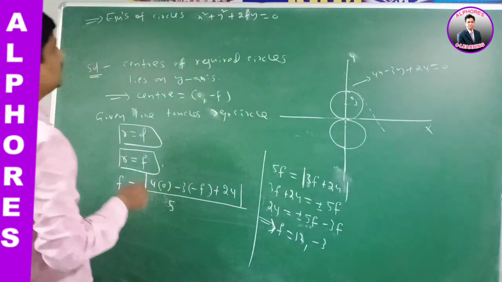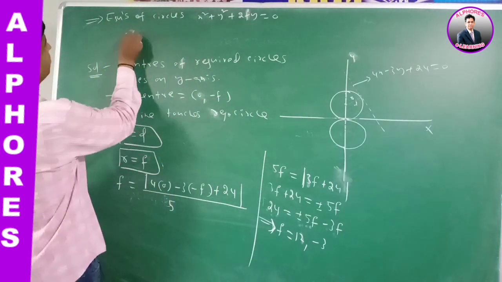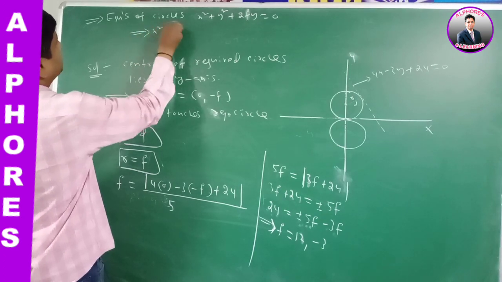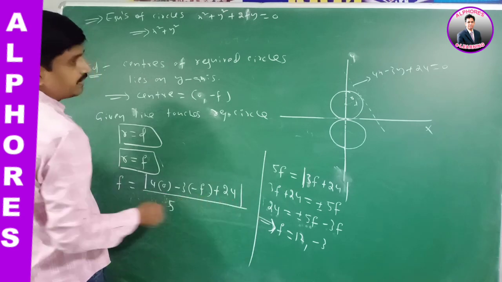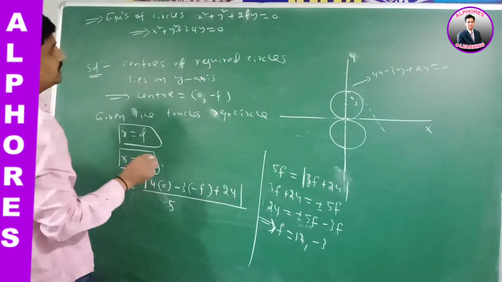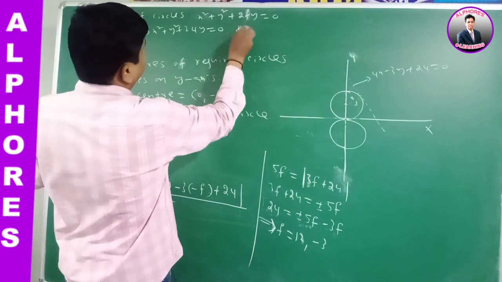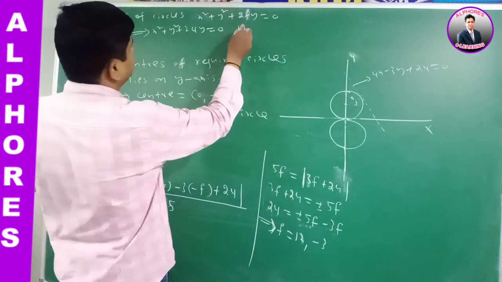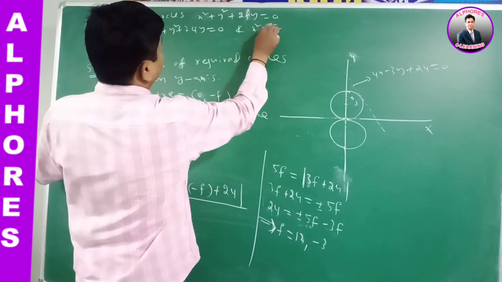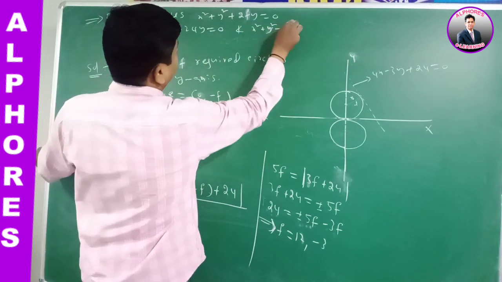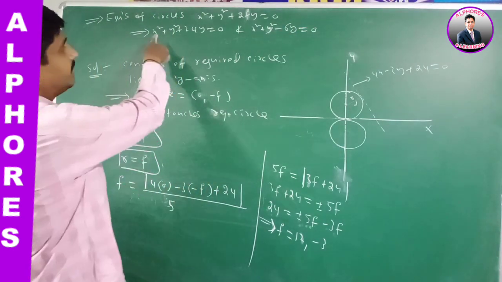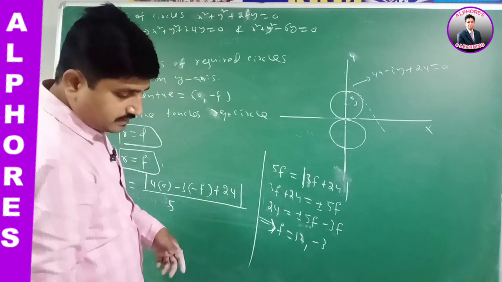Therefore, circles in the form x square plus y square plus 2fy equal to 0. If f equal to 12, then it is x square plus y square plus 24y equal to 0. And another is f equal to minus 3: x square plus y square minus 6y equal to 0. Therefore, these are the required circles, right?